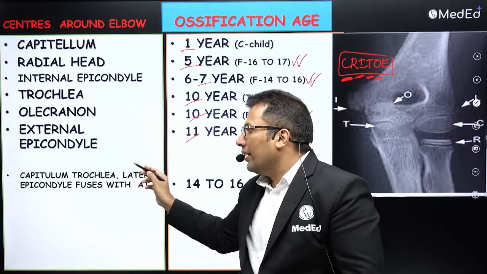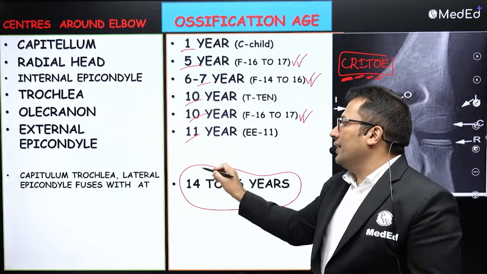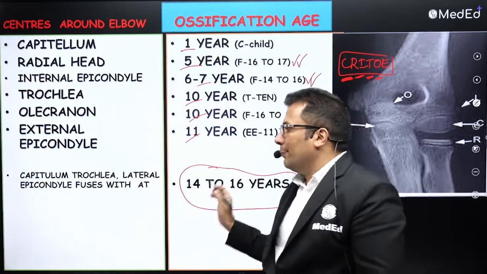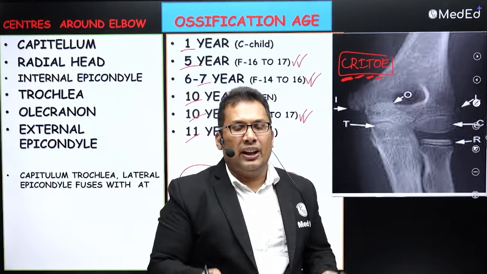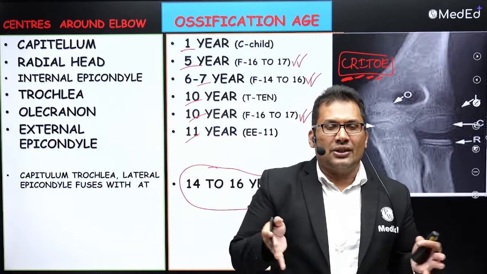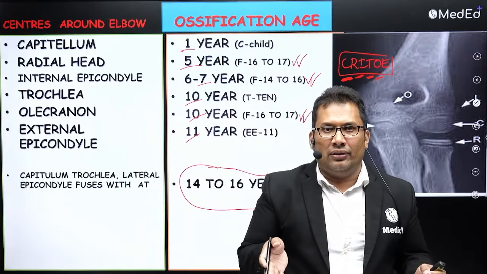Capitellum, trochlea, lateral epicondyle, they fuse around 14 to 16 years of age. So this is an important point. What is the medico legal importance of age 14? Your answer should be the Factory Act 1948.